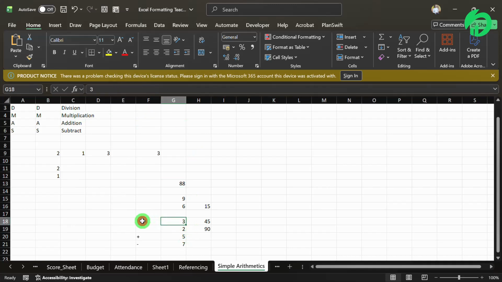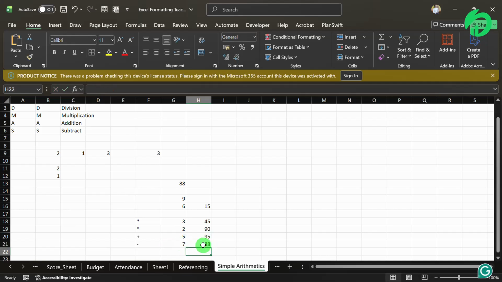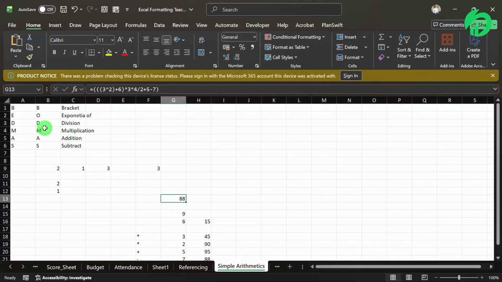So multiply by 3, multiply by 2. Then the next thing is your what? Is your addition according to BODMAS. So let's do equals to this plus this. And then the last one is minus, which is equals to this minus this, which is equals to 88. So our calculations tally with this. And this is just to explain the fact that Excel also follows the principle of BODMAS.